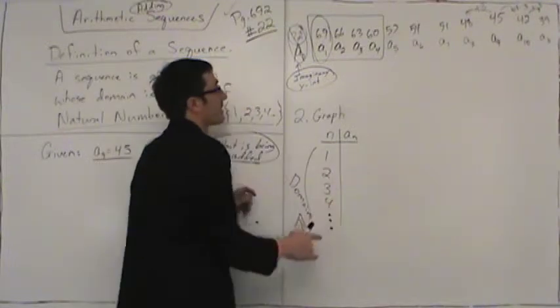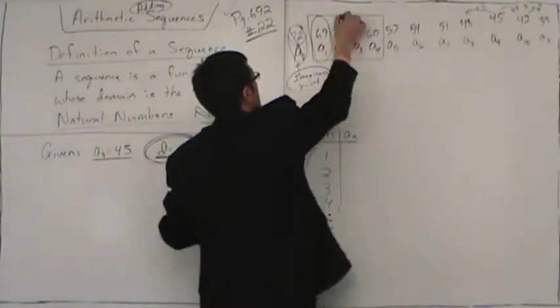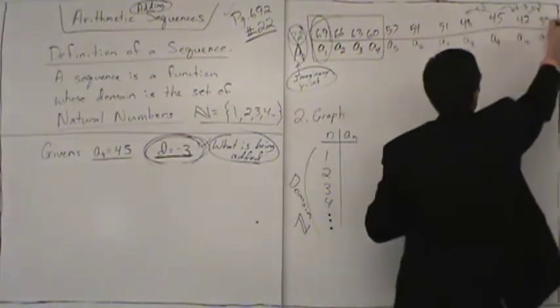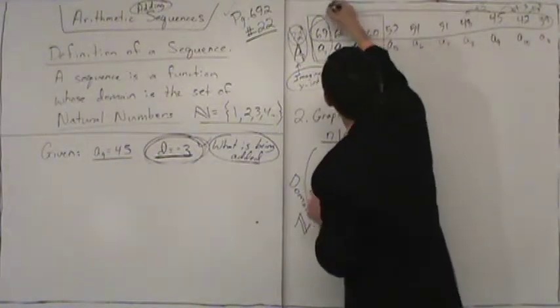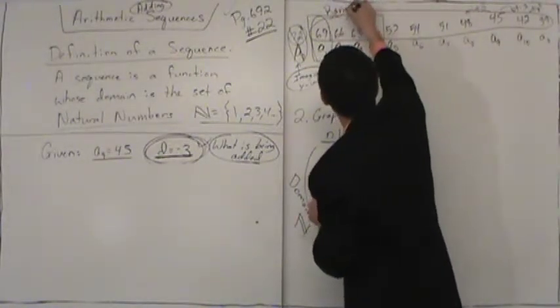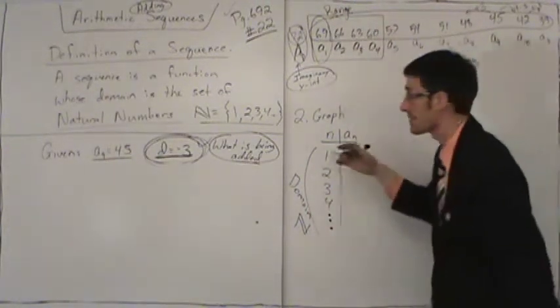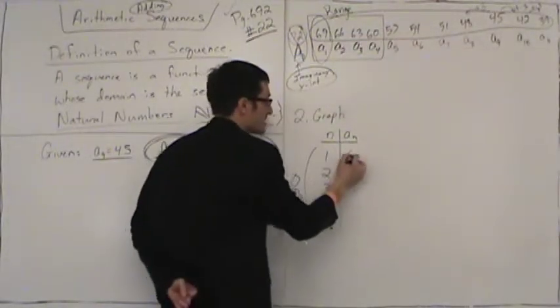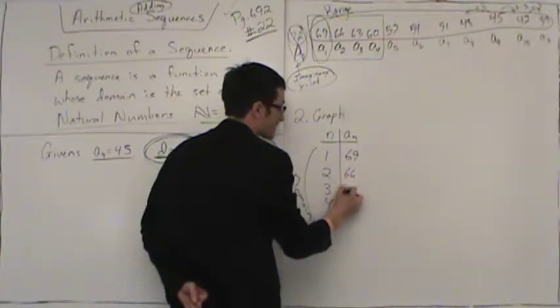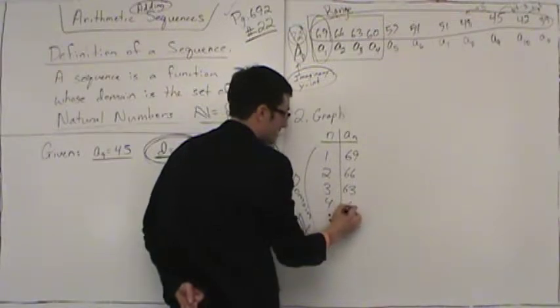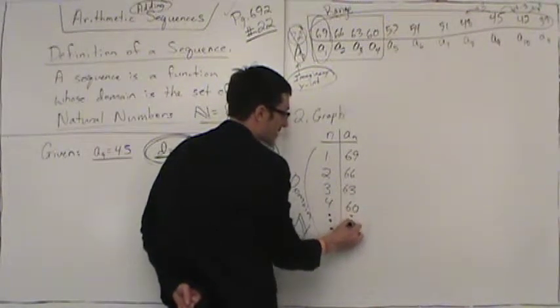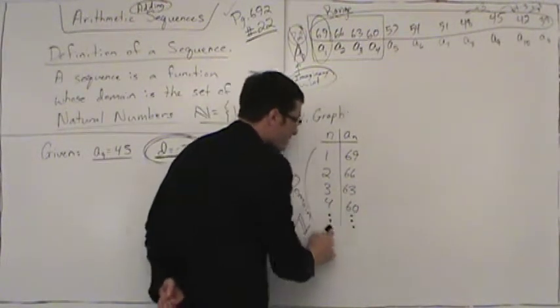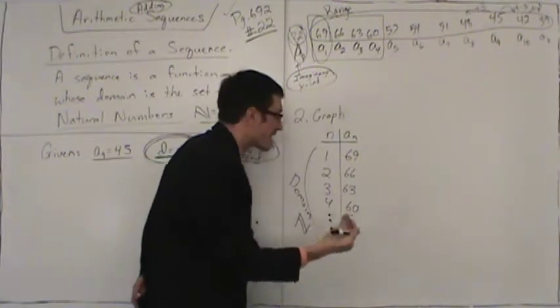And your range. Your range is the list of values up top. Circle these heights and write range: 69, 66, 63, and 60, dot, dot, dot. This also goes on forever. We use the dot, dot, dot instead of putting an arrow on the graph.